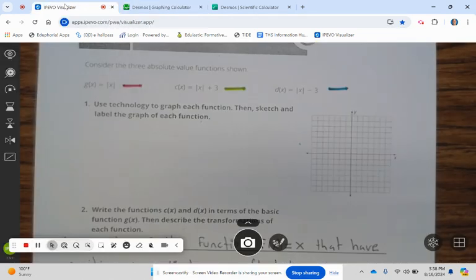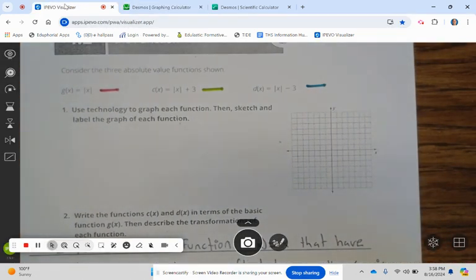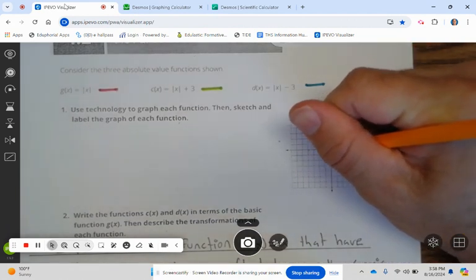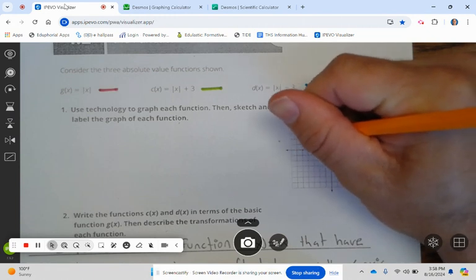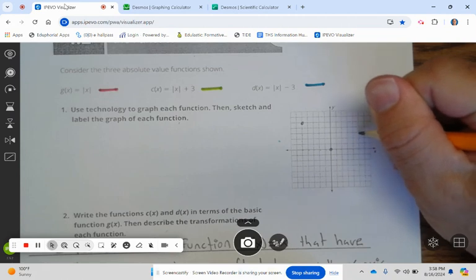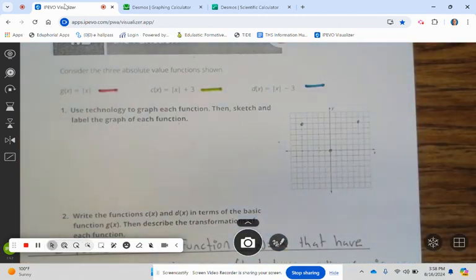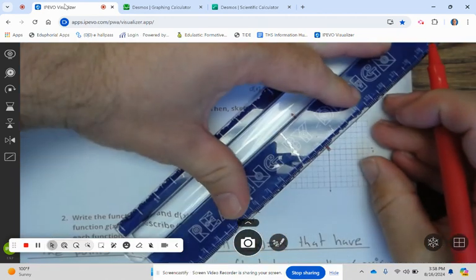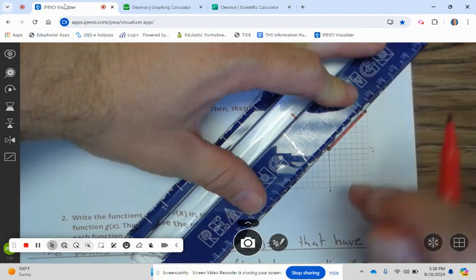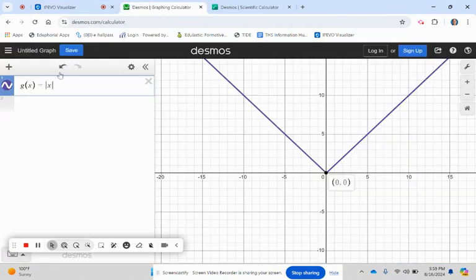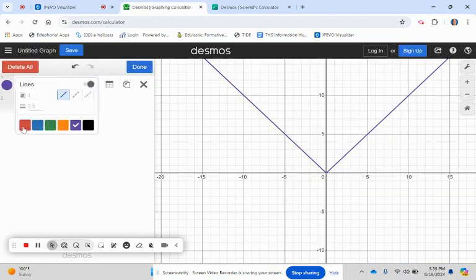So 0, 0, negative 1, 2, 3, 4, 5, positive 1, 2, 3, 4, 5. Okay, now let's do, oh, let me change the color. Sorry about that. Red, done.